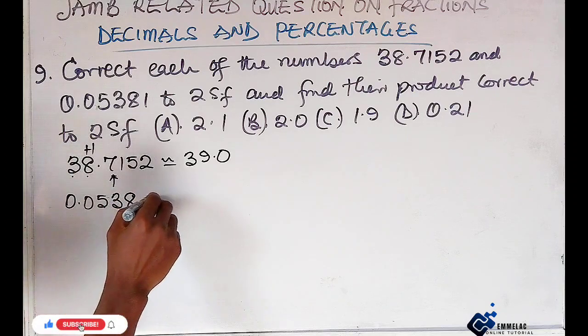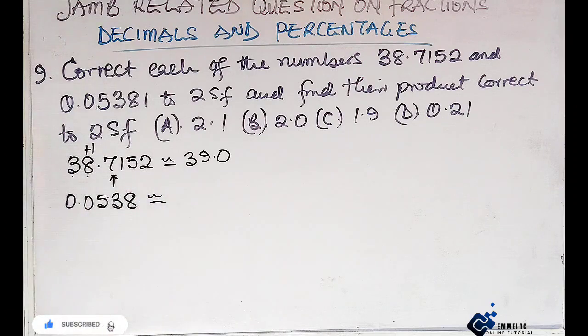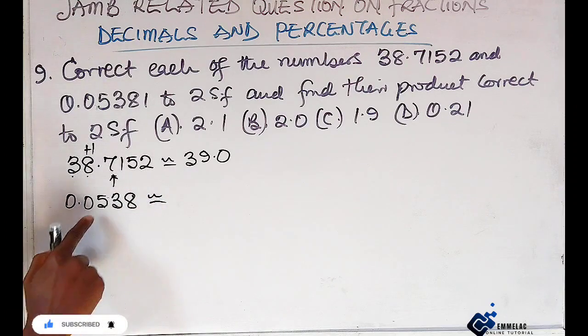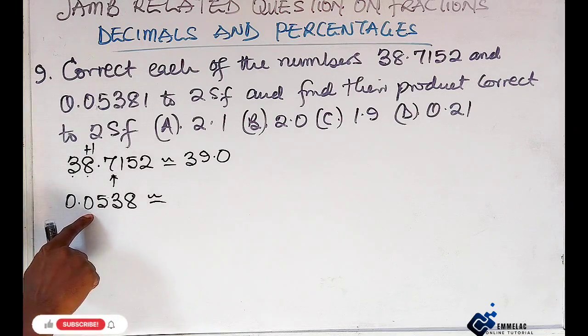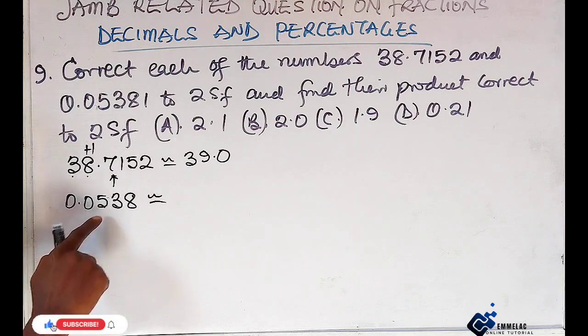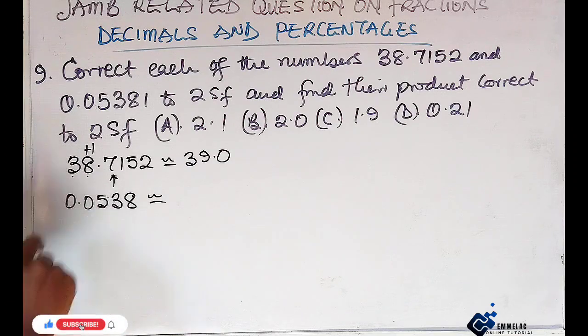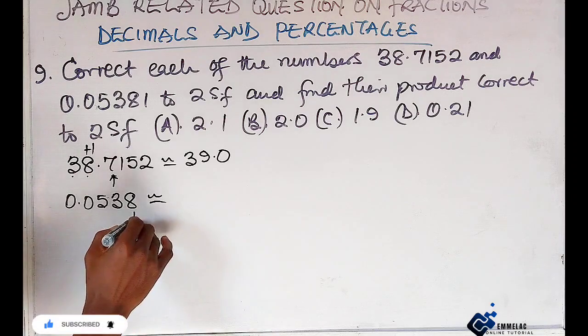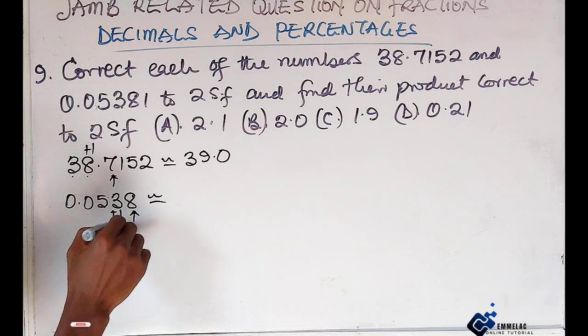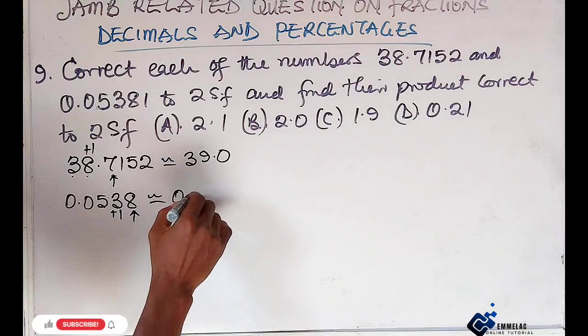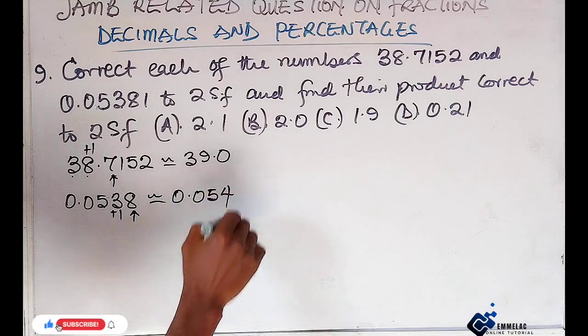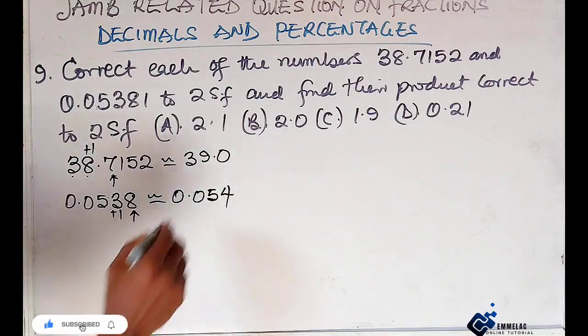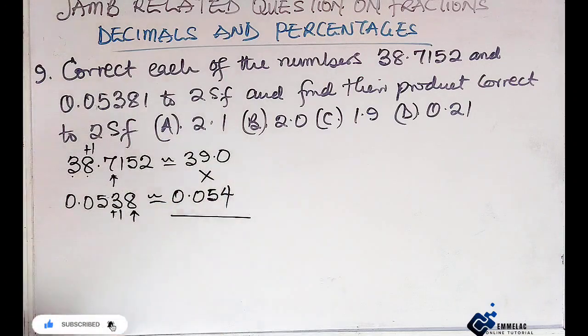All right, the next one is 0.05381. Now approximate to 2 significant figure. So here you have 1 and 2. Take note, you're not to include the 0 here. So here you have 5 and 3. The next number here is 8, which is up to 5, so you round it up, then you add it to 3, then it becomes 0.054.